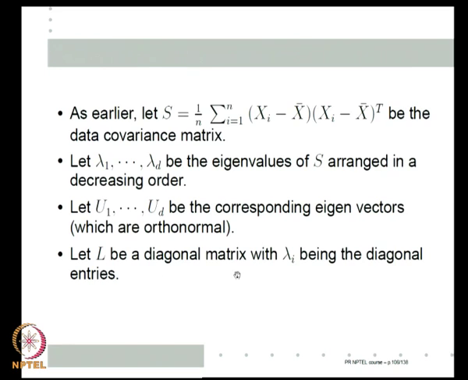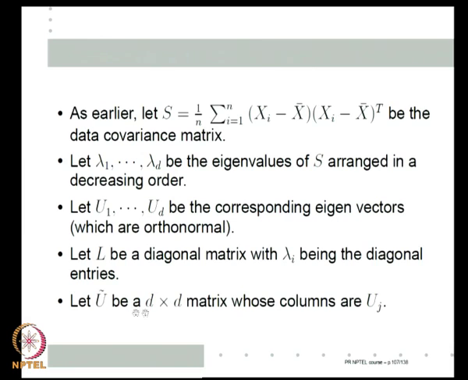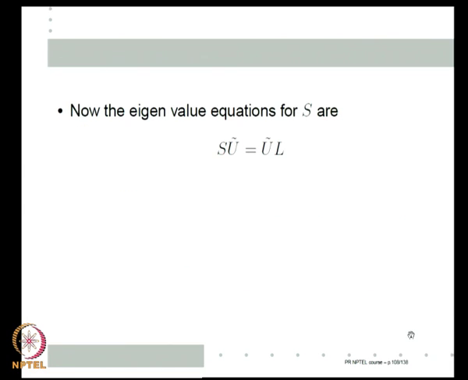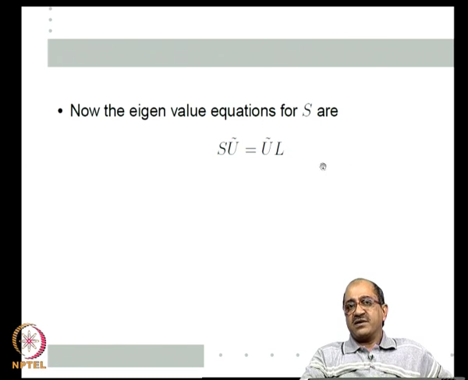Let L be a diagonal matrix with lambda_i being the diagonal entries, and let U tilde be the matrix whose columns are u_j. So, U tilde is the matrix of eigenvectors, and because these eigenvectors are orthogonal, U tilde is an orthogonal or unitary matrix. U tilde is a d by d matrix because there are d eigenvectors, each of d dimensions. So, the eigenvector equation for S is S U tilde equals U tilde L. I have written all the eigenvector equations together, because L is diagonal with the lambdas; this is nothing but the eigenvalue equation for S.